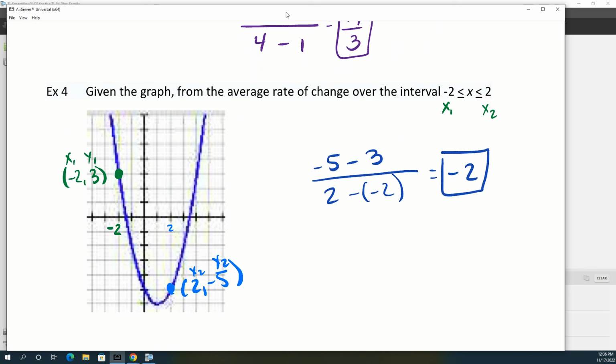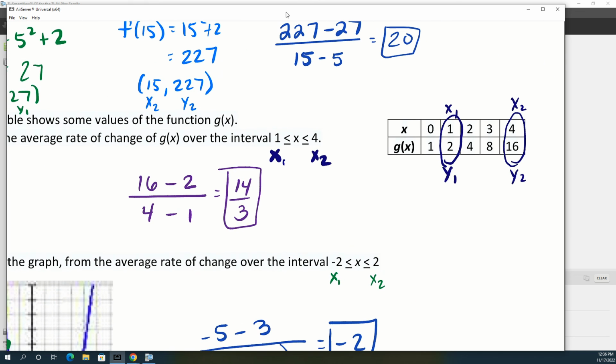All right. So what questions do you guys have about average rate of change? Yes, sir. Okay. It's because of our interval. We want when x is 1, which is this one, and we want when x is 4, which is this one. All the other ones just ignore. Right. Any other questions? Don't worry, I'll give it to you.